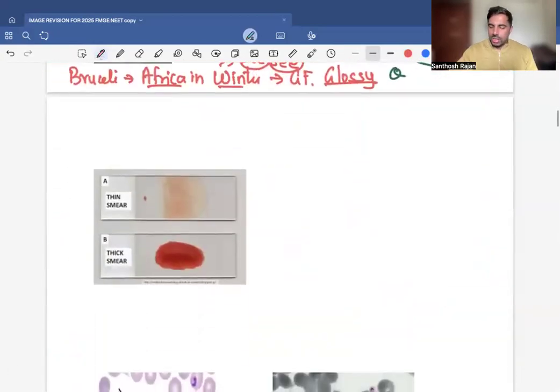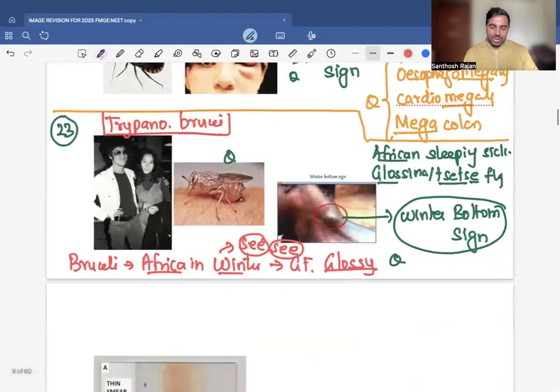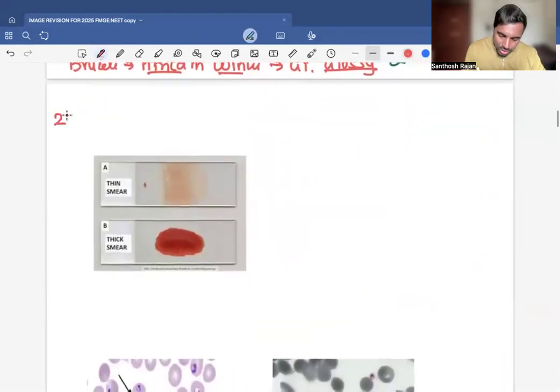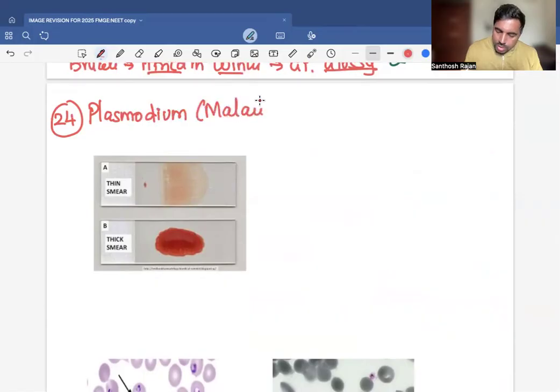Next, we're going to talk about this one. You must have seen this picture already, and you must have got the idea what it is. Okay, this is the 24th picture. We are going to talk about malaria now, Plasmodium. That means malaria. So we already spoke about this. Here, the definitive host is the mosquito, female Anopheles mosquito.